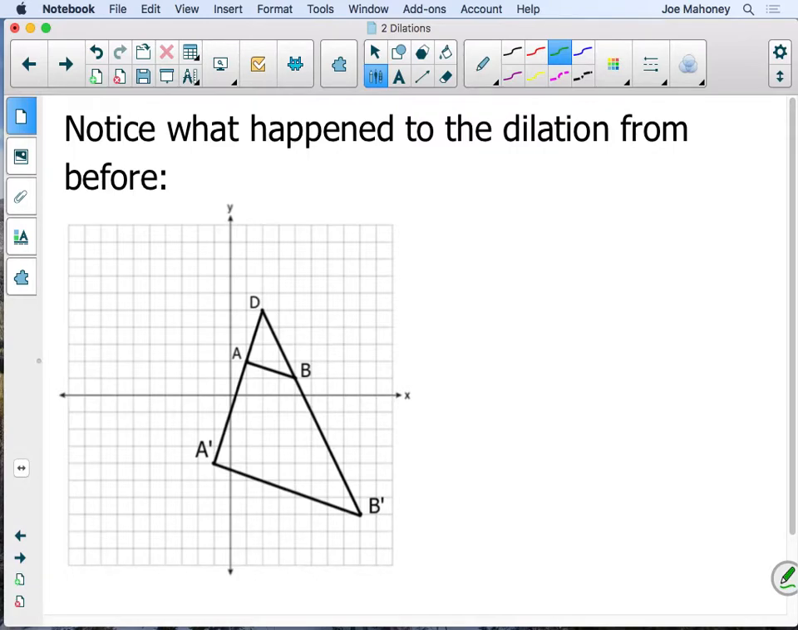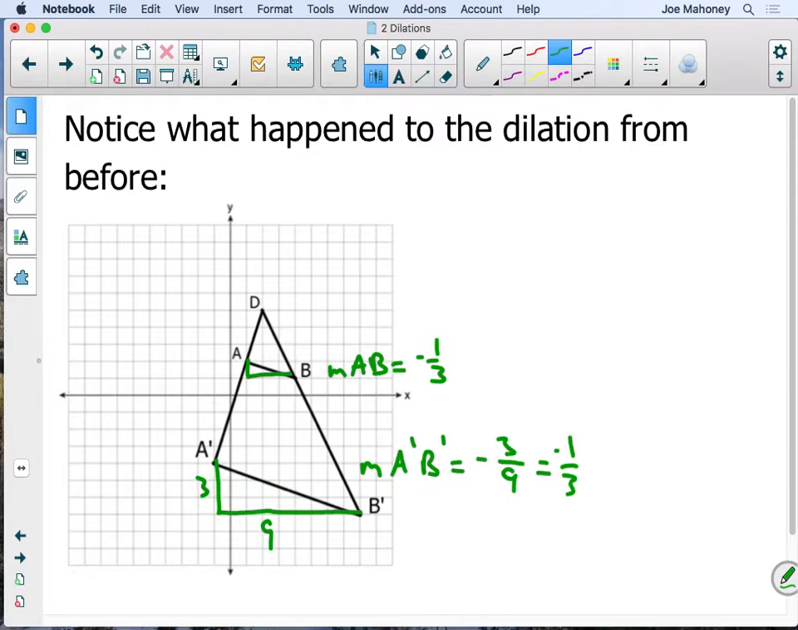If I look at the slope from A to B, I'm going down 1 over 3. So the slope of AB is negative 1/3. And if I take a look at the slope of A prime, B prime, it looks like I go down 3 and over 1, 2, 3, 4, 5, 6, 7, 8, 9. Down 3 over 9. The slope of its image is negative 3/9, which you guessed it, is negative 1/3. So what's really neat is the dilation created a parallel situation.